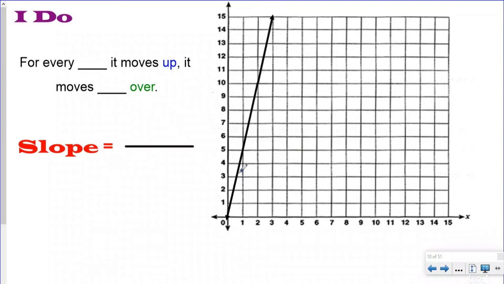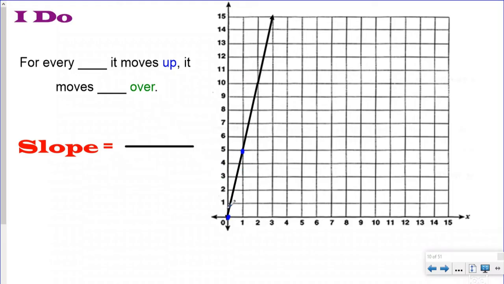Now, you want to find a point where it's exactly on the coordinate plane grid, right? So we're going to start for this one at 0, 0, because it starts right there. And then our next point on our line that is directly on the coordinate plane at an ordered pair without having to use decimals or fractions would be right here at 1, 5, right? And so let's look at the distance from our first point to our second point.